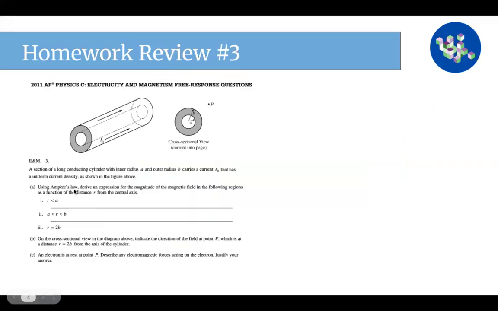All right, final problem, homework problem that we need to go over. So a section of a long conducting cylinder with inner radius A and outer radius B carries a current I0 as a uniform current density as shown in the figure above. Using Ampere's law, derive an expression for the magnitude of the magnetic field in the following regions as a function of the distance small r from the central axis. Okay, let's first do small r less than A.